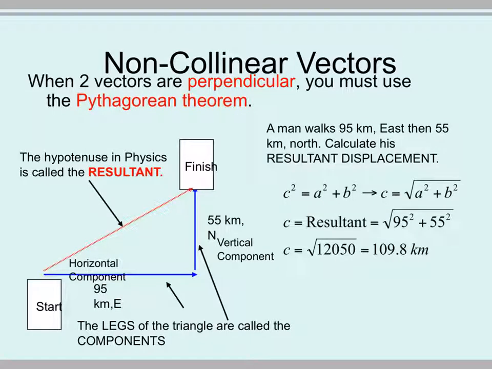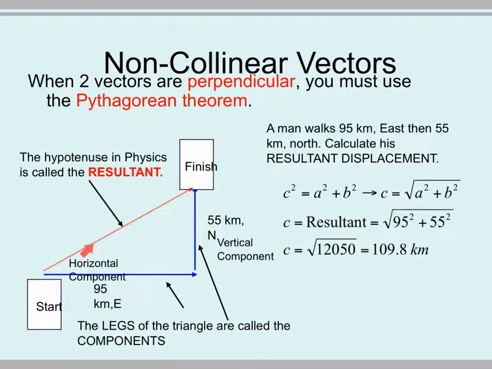Okay, but what if we have two vectors that are perpendicular to one another? How do we solve these? For example, we have a man that walks 95 kilometers east and then walks 55 kilometers north. We want to calculate his displacement, and so we need to calculate this side right here.